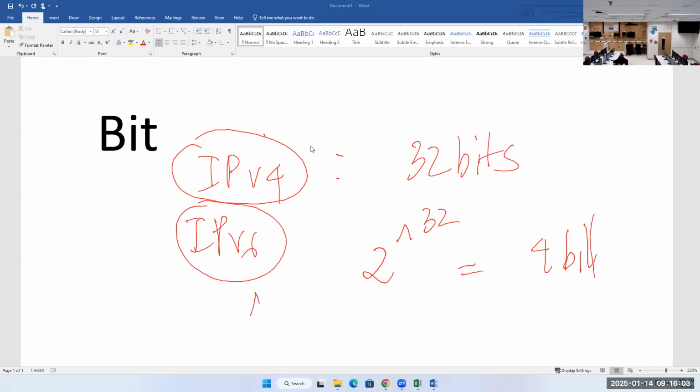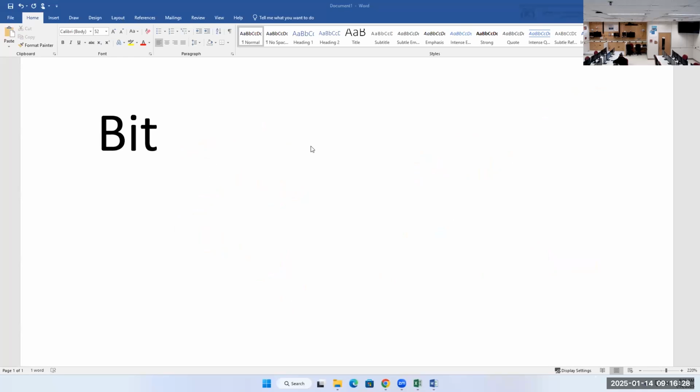IPv6 in total has 128 bits. And you know that if you have 2 raised to the power 128, I cannot tell the number here. You have trillions, right? But again, the main concept we learn in this class is about IPv4. So I will explain to you how you work with IPv4 here and how you can manipulate IPv4.